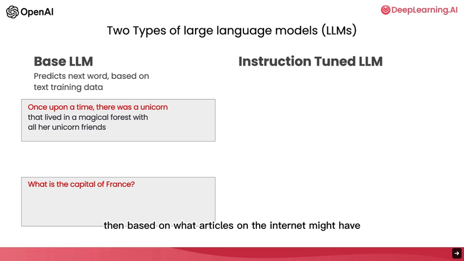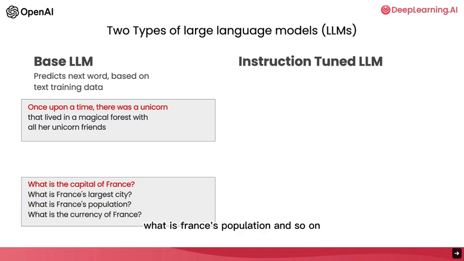But if you were to prompt it with "What is the capital of France?", then based on what articles on the internet might have, it's quite possible that the base LLM will complete this with "What is France's largest city? What is France's population?" and so on, because articles on the internet could quite plausibly be lists of quiz questions about the country of France.